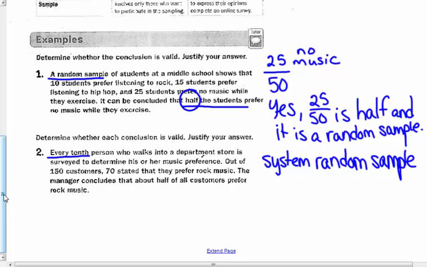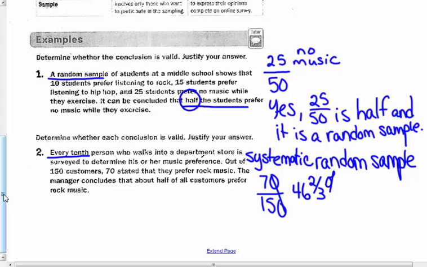Systematic. A random sample was chosen, and about half, well, 70 out of 150 is 7/15, and it's about 46 2/3%, I think, if I did that correctly. 46 2/3%, so that's about half.